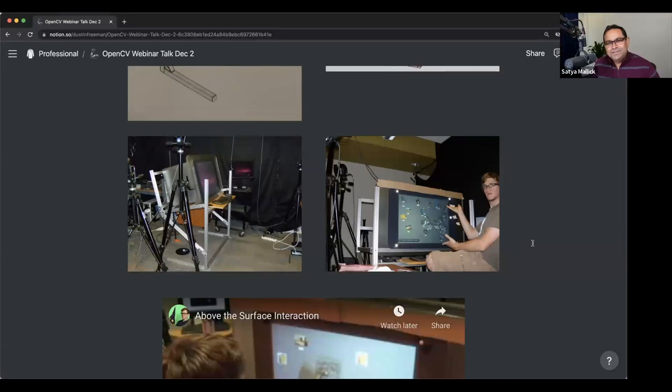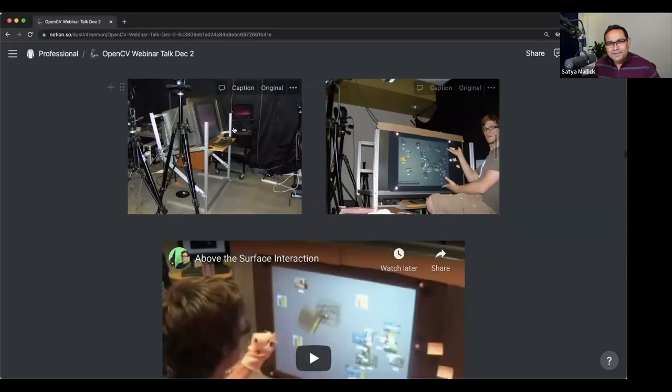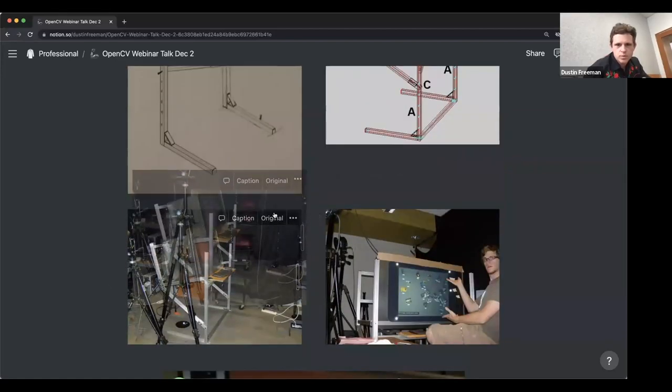Could you zoom in on that mocap system? I don't think... Let's see if this works.